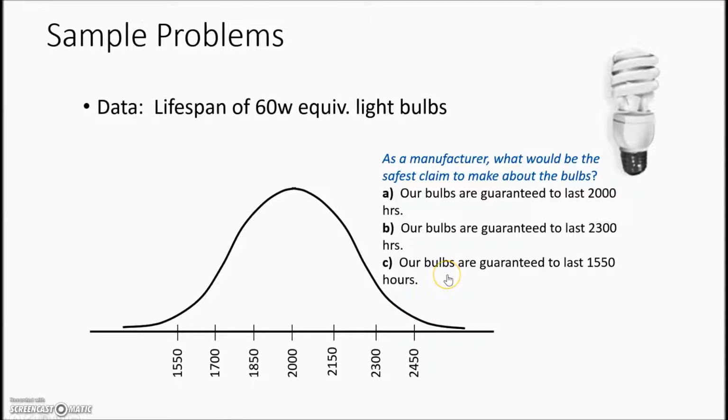And then the safest claim as far as financial terms for this company having to replace bulbs that don't meet their guarantee says our bulbs are guaranteed to last at least 1,550. That is here on the low end. Just a small portion of them will not last. So if you answered C, you would be correct.